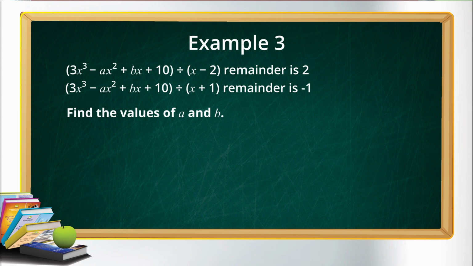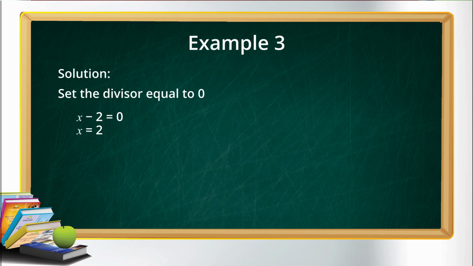This question is given the other way around from what we have seen before, where you were given the expression and were asked to find the remainder. Here you are given the remainders and asked for the expression. The fact that we are asked to find two variables, a and b, is a clue that we will use simultaneous equations.